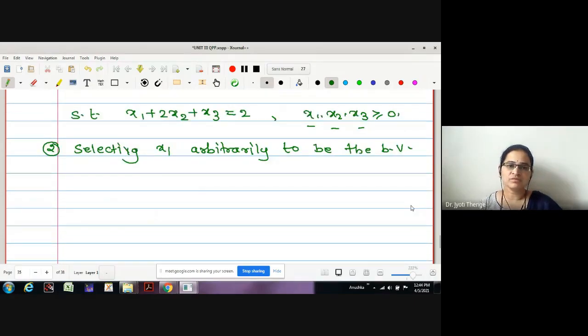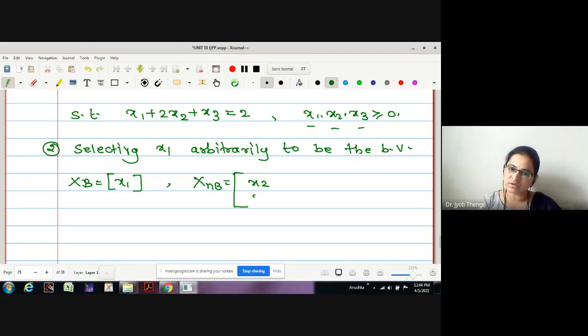Okay. Then what about the remaining? What is my xb? Vector x1. What about my non-basic variable vector? There are total 3. One we have selected to be basic, therefore the remaining 2 become non-basic variables.